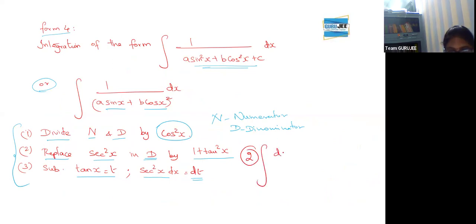Integrate dx by 1 plus 3 cos square x. Same 3 steps. Divide by cos square x, replace secant square x by 1 plus tan square x, and at last substitute.